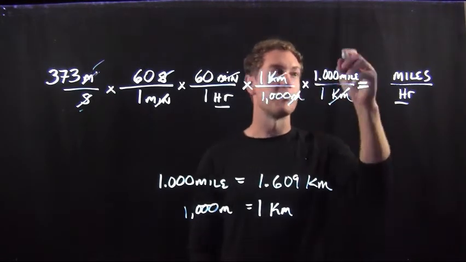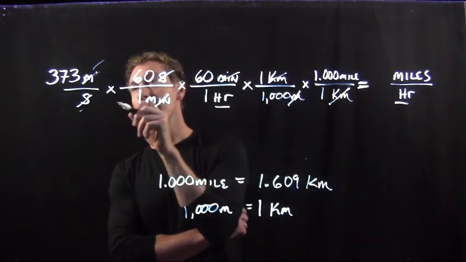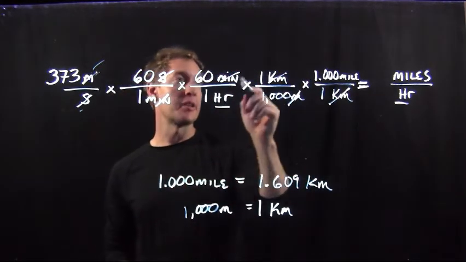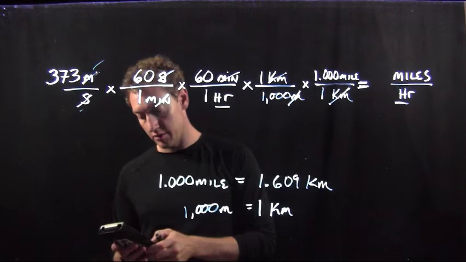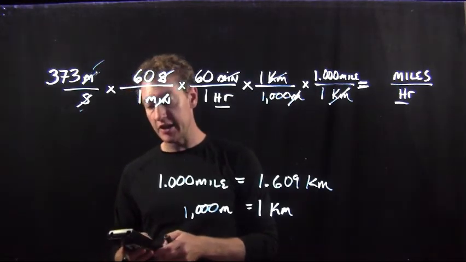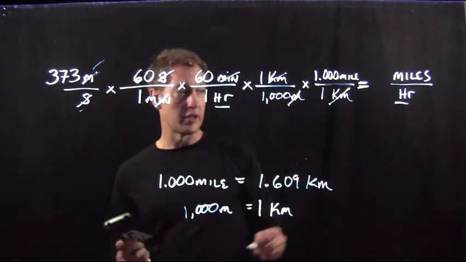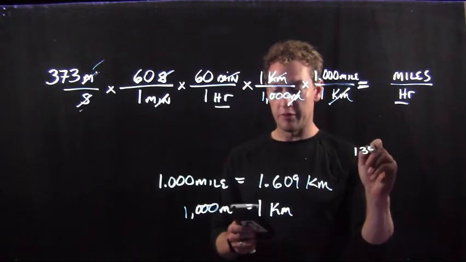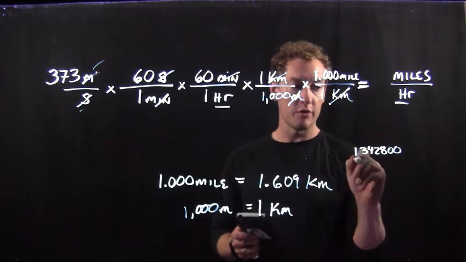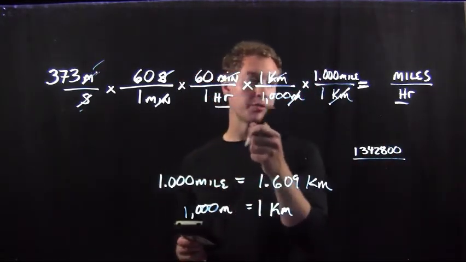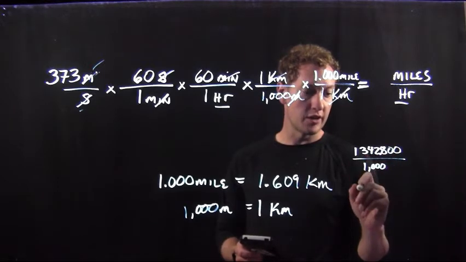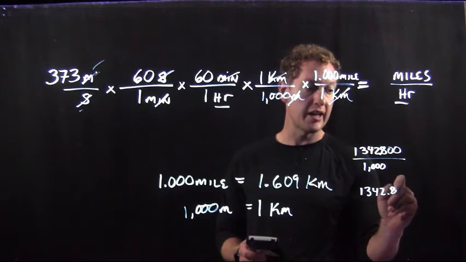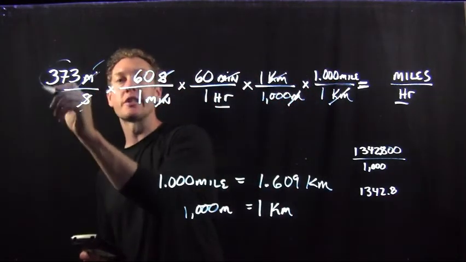And that's not enough room, so I'll have to write the answer up there. 373 times 60 times 60 times 1. So it's just going to be 373 times 60 times 60. Gets us 1,342,800 divided by, and then it's 1 times 1,000, so divided by 1,000. So that makes it 1342.8. And we started with 3 significant figures.